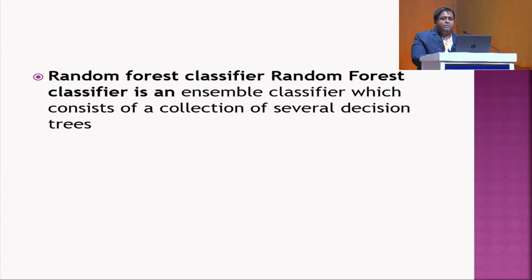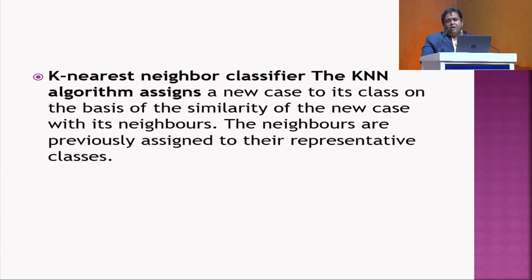Random forest classifier is an ensemble classifier that consists of a collection of several decision trees. But the K nearest neighbor algorithm is based on the similarity of the new case with its neighbors.